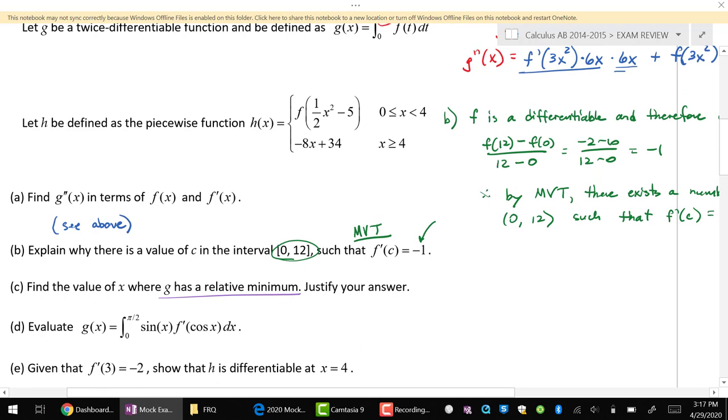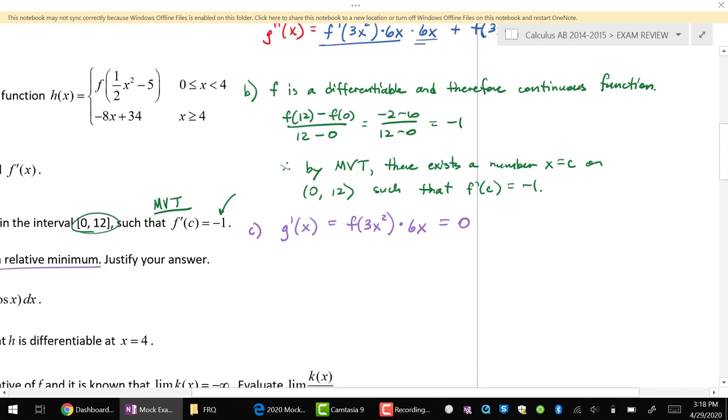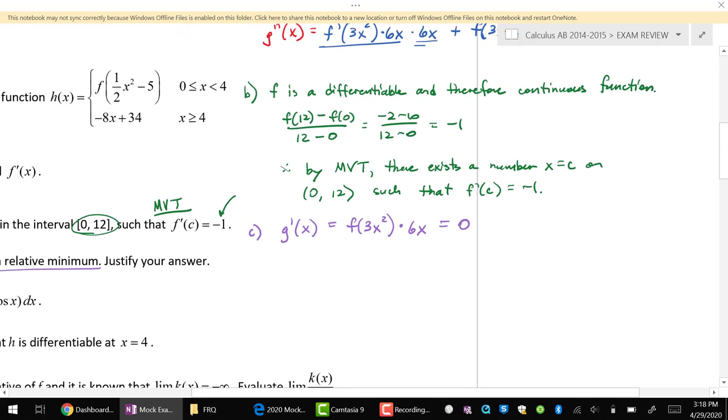So where does g prime equal 0? When in doubt, write a derivative and set it equal to 0. G prime of x is this expression from part A. And I want to know where that expression is equal to 0, because that's going to help me find critical points. So either this f function is going to be 0, or this little 6x is going to be 0. So I have one critical point of 0.